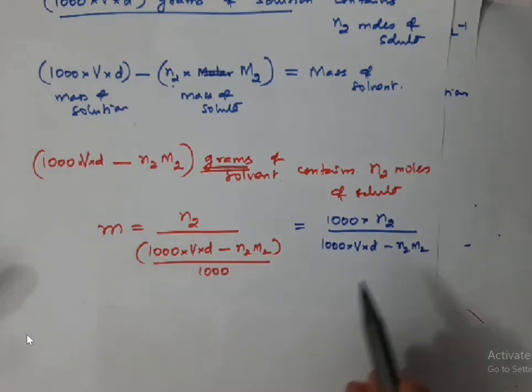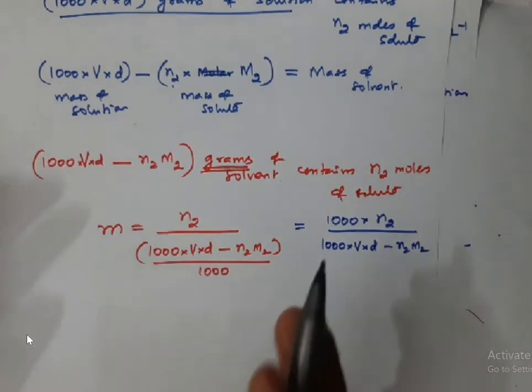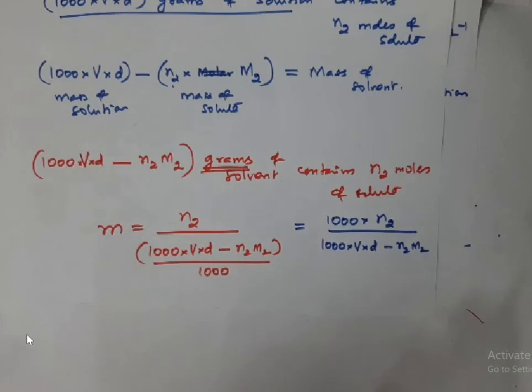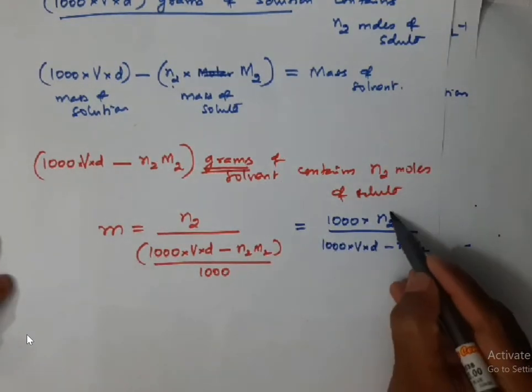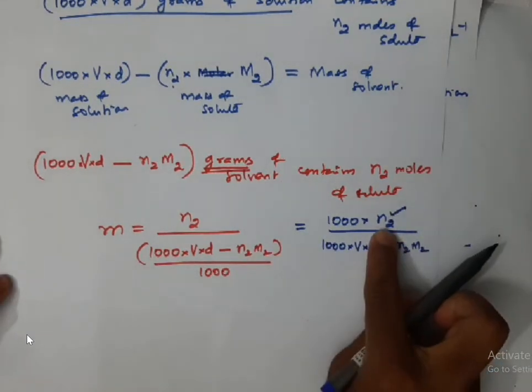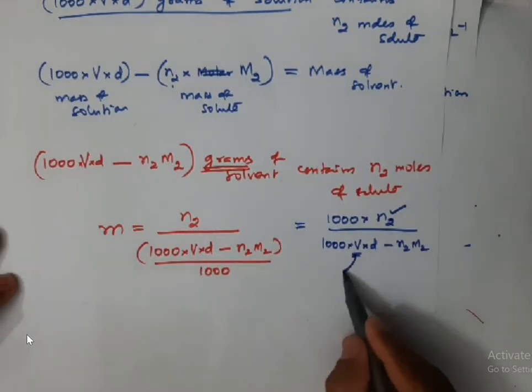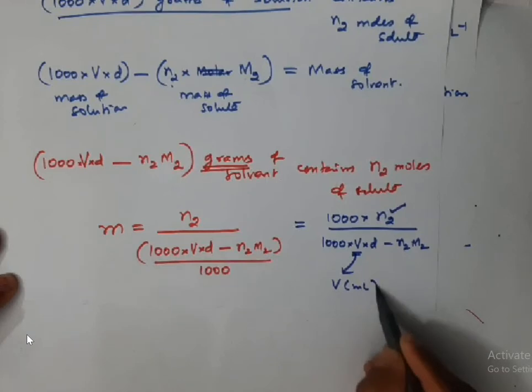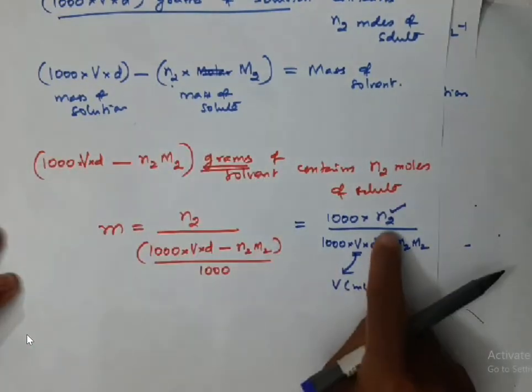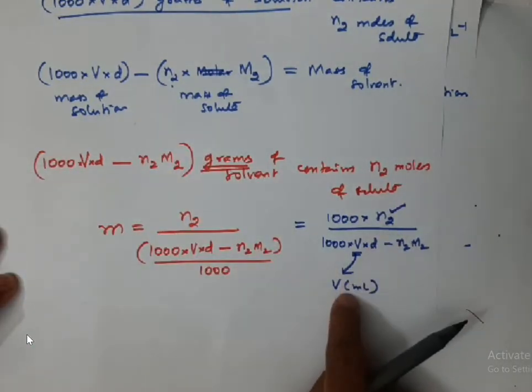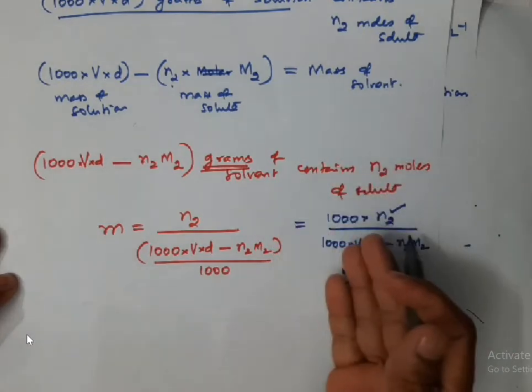Okay, so if molarity is given, students, see the number of moles and see the volume. Here volume should be in ml. From the molarity, you find out number of moles and the volume in ml. You can easily calculate the molality.